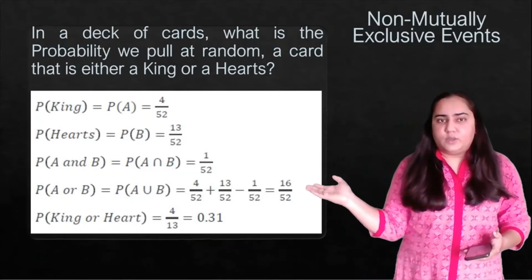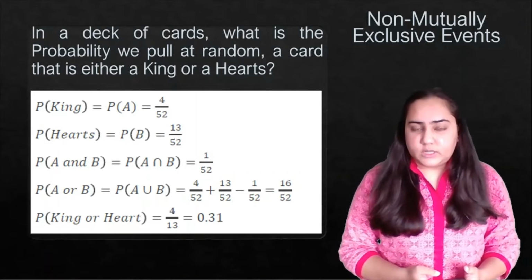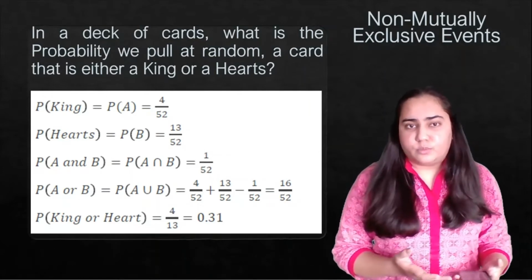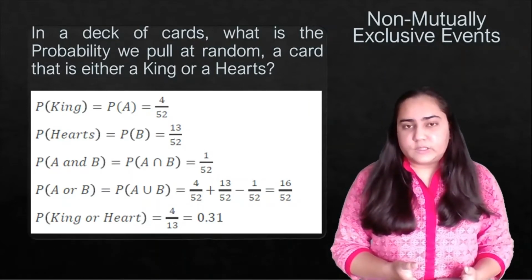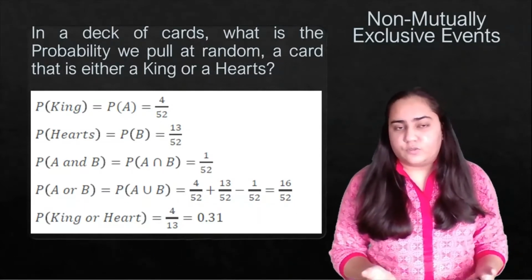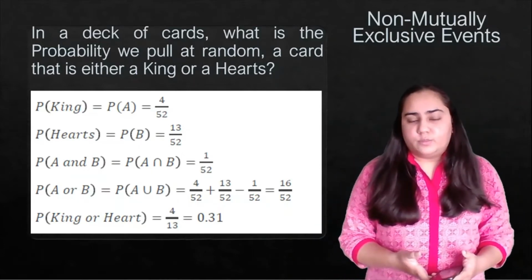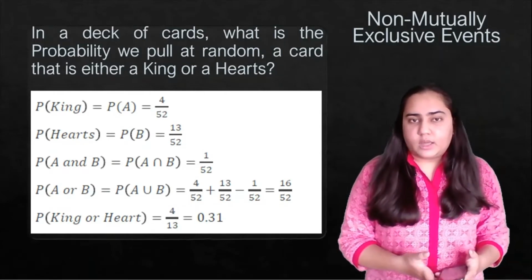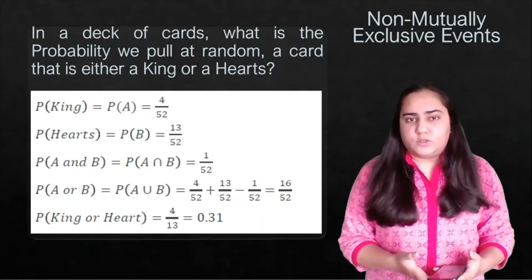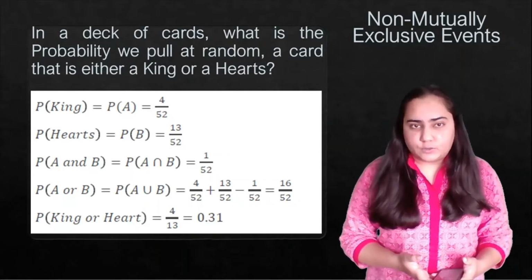So to calculate this, we are going to do it in this manner. First of all, we are going to find the probability of finding a king, and we are denoting that event as event A. So the probability is 4 by 52 because a deck of cards contains 52 cards, and out of those there are 4 kings. Now what's the probability of getting hearts? We are denoting that as event B, and that is 13 by 52 because once again there are 52 cards and the total number of cards in the heart suit are 13.